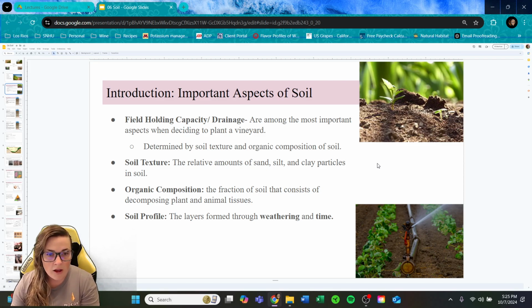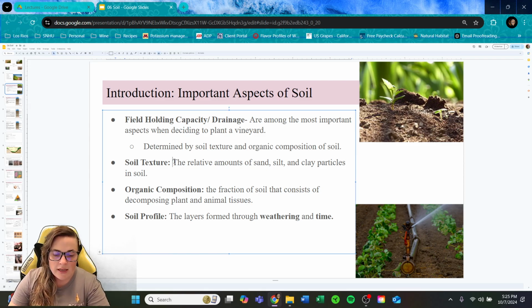Roots will get waterlogged, the soil will rot. It's a host of living microorganisms and soil pests, and a place for roots to thrive for different systems of plants. So the ability to hold water but also drain is a very delicate balance. And this is determined by soil texture and also the organic composition of soil. So soil texture is the relative amounts of sand, silt, and clay particles in soil. We've talked about that in a previous lecture. So that's the texture.